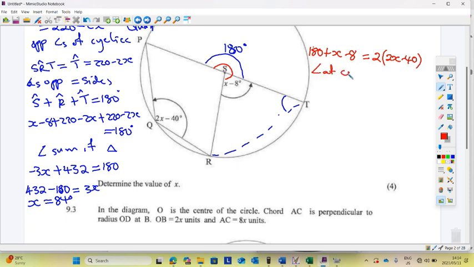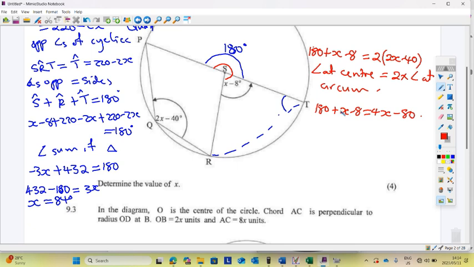Angle at center is equal to 2 times angle at circumference. And then clear the bracket first. We have 180 plus x minus 8 is equal to 4x minus 80 degrees there.